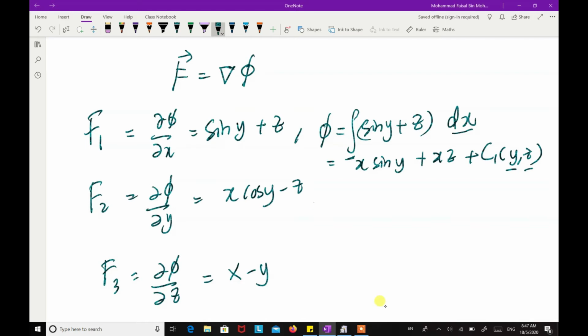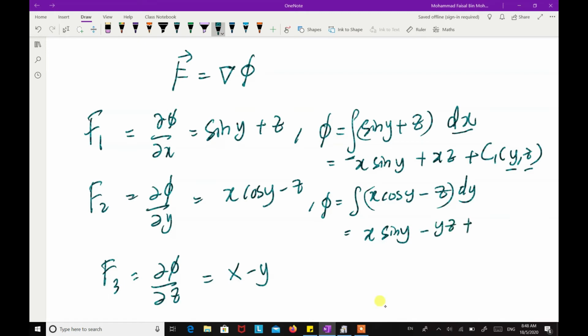Same here, to find this potential function you have to integrate x cos y minus z with respect to dy. Remember, if you integrate with respect to dy, xz will be the constant. So you will have x sine y, integrate cos will be sine, integrate z will be yz plus c2, a function of xz.